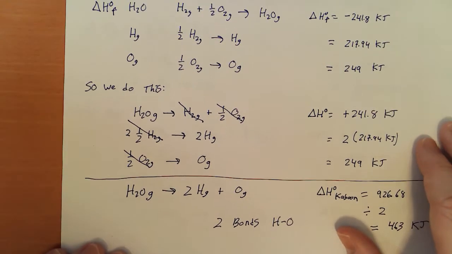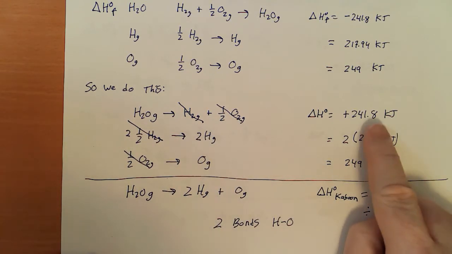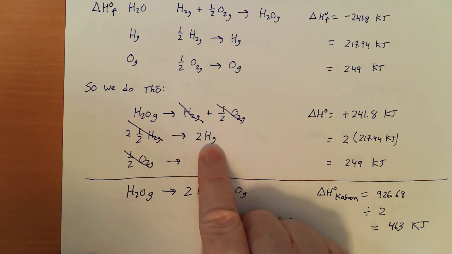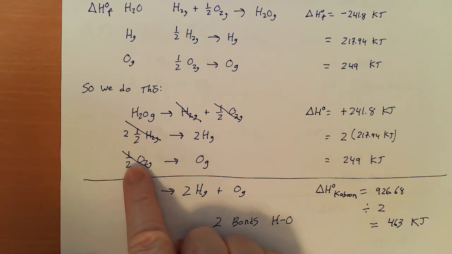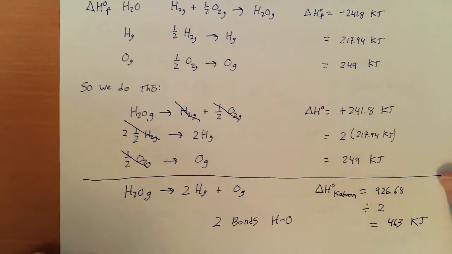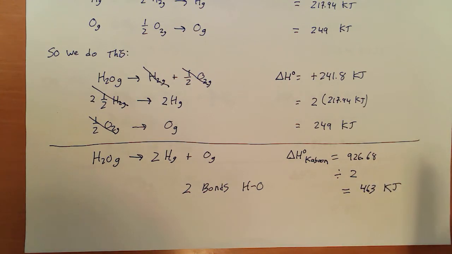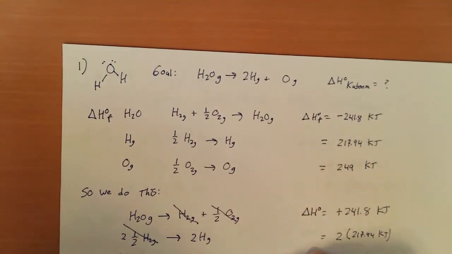So I rearrange the equations, H2O gas to H2 and 1/2 O2 gas, change the sign on the heat of formation because I've reversed it, multiply the heat of formation for hydrogen by 2, and take the oxygen as is. When I add the whole thing up, I get 926.68 kilojoules. Divide that by 2 because I'm breaking 2 bonds, and I get about 463 kilojoules. And that's a number that we're going to be using a little later on in the homework.